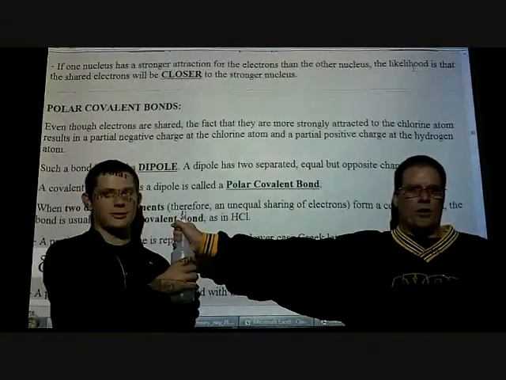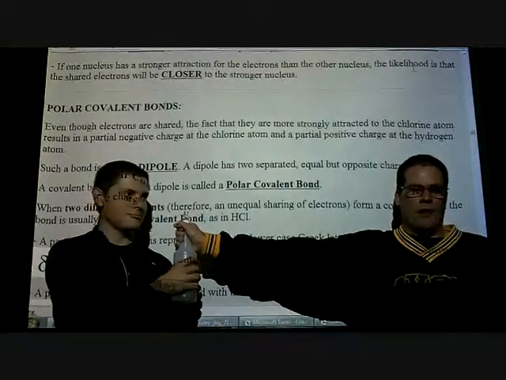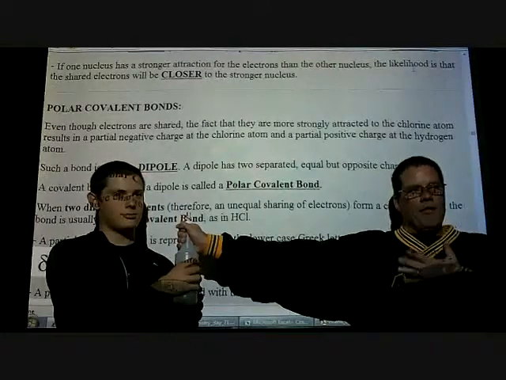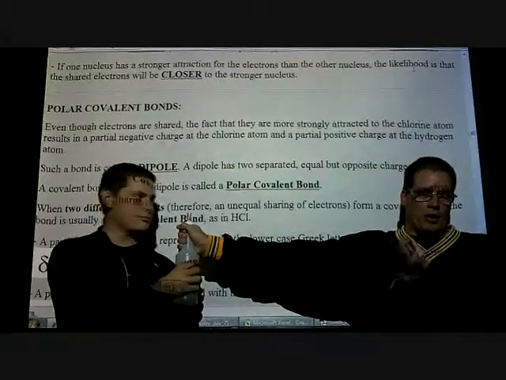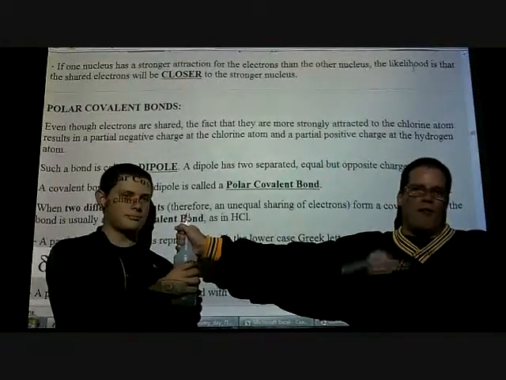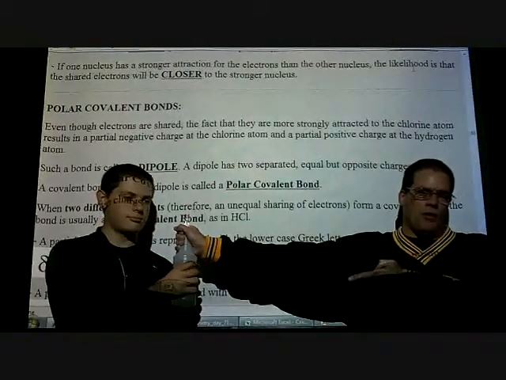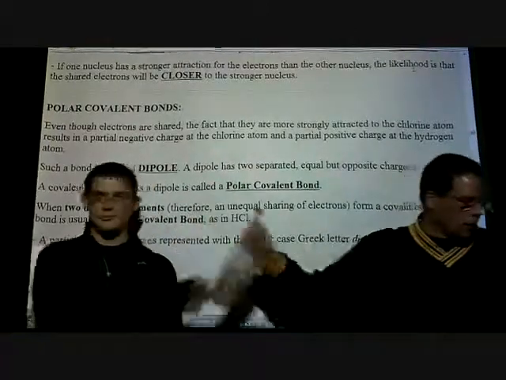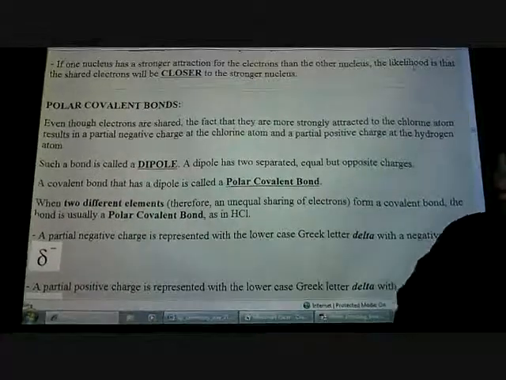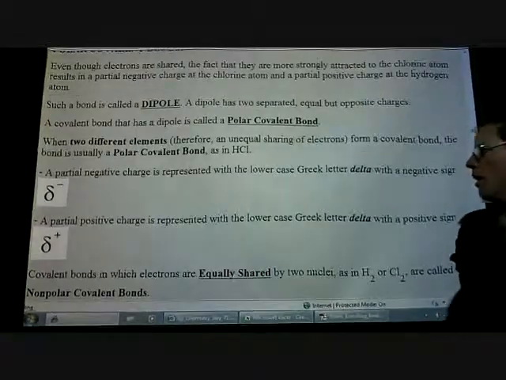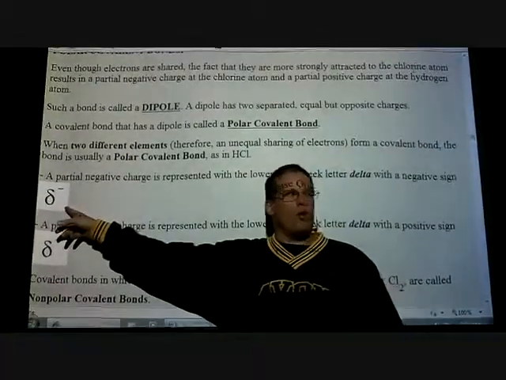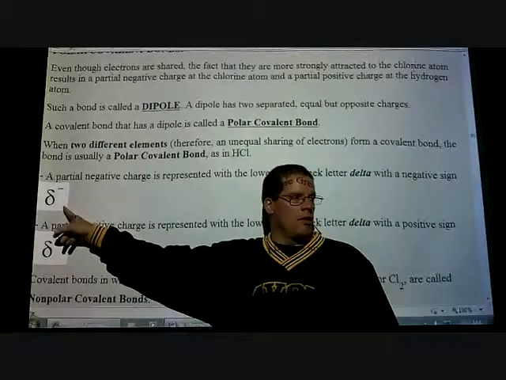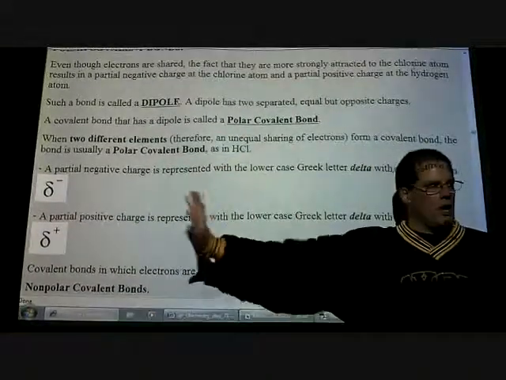What charge does an electron have? Negatively charged. Now, even though I'm still sharing it, that electron's a little bit farther away from me, so I'm not feeling the full effect of that negative charge as much as Luke is. Thank you, Luke. So by that taking place, Luke had a partial negative charge because that electron was closer to him than it was to me.